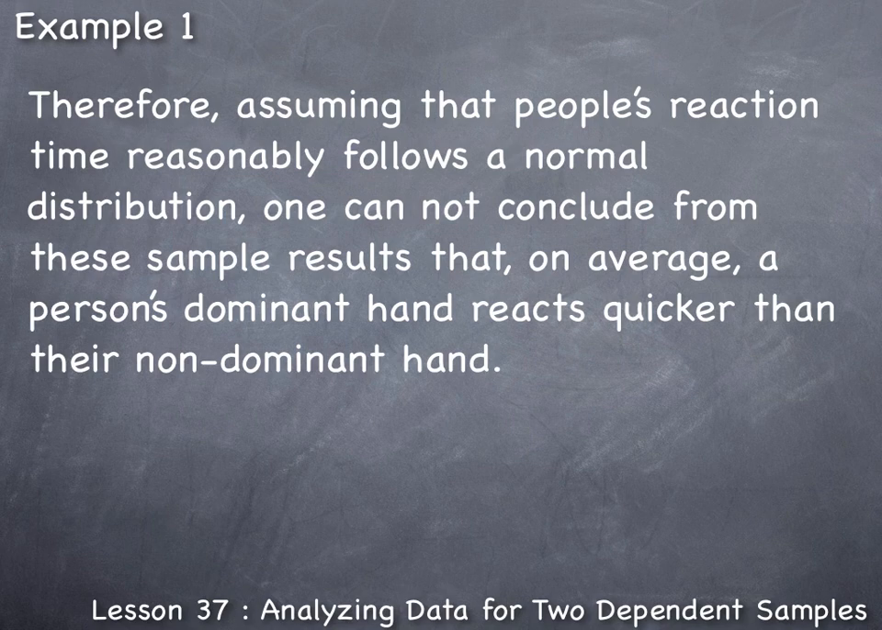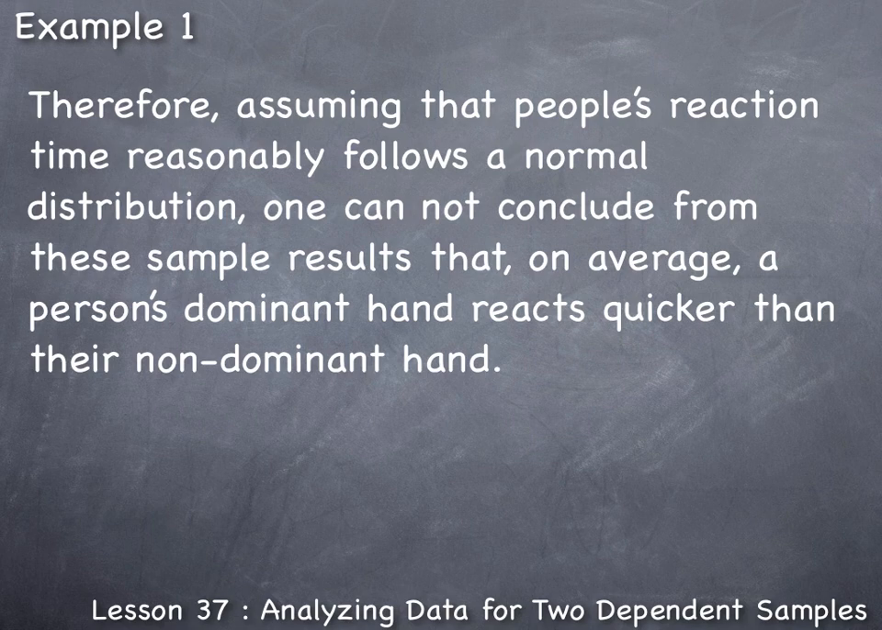Now, you must be careful when trying to interpret this conclusion, because one reason why one cannot conclude from these sample results that, on average, a person's dominant hand reacts quicker than their non-dominant hand is because this is not true, and a person's dominant hand does not react quicker than their non-dominant hand on average. That's why one cannot conclude this based on this result.